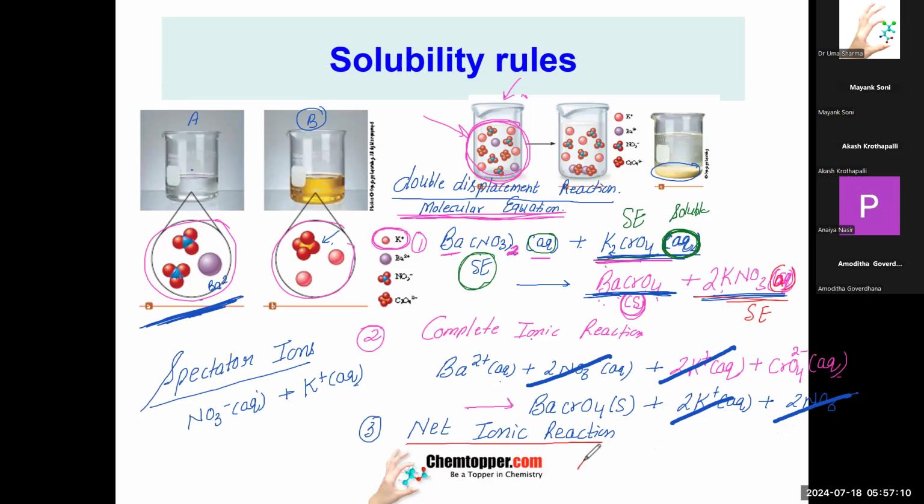So what is the net ionic equation? Barium 2 plus aqueous plus CrO4 2 minus aqueous, giving you barium chromate solid. So remember, in the net ionic equation, you write down somewhere. In the net ionic equation reaction, all weak electrolytes are present. Weak electrolytes, this is weak, and their ions are present, including non-electrolytes. Remember non-electrolytes?